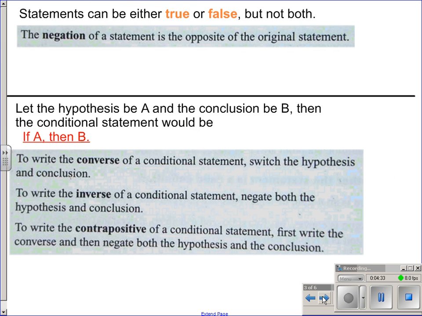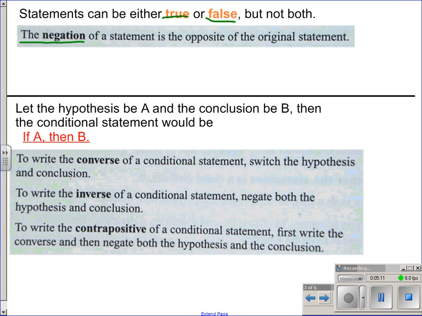Okay, statements. They are either going to be true or they are going to be false. A statement cannot be both true and false. It's kind of different than a sentence. A sentence sometimes is true, sometimes is false, depending on all the other stuff you learn in English class. But when we're dealing with mathematics, a statement is either true or it is false. It cannot be both. The negation of a statement is the opposite. So if your original statement was true, the negation would be false. If the original statement was false, the negation would be true.